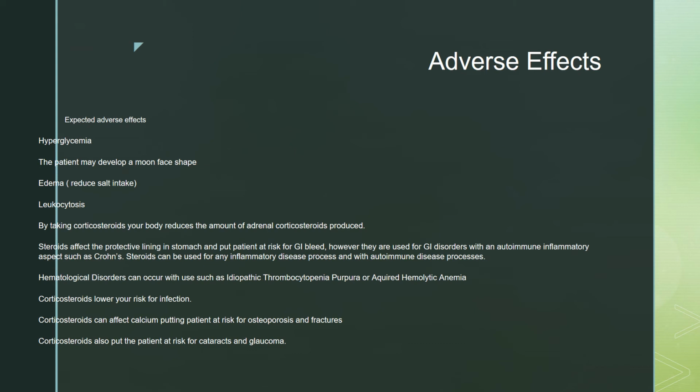So, signs and symptoms of adrenal insufficiency are hypotension, restlessness, weakness, dehydration, and nausea and vomiting. Also, corticosteroids, as we talked about already, affect the calcium, putting the patient at risk for osteoporosis and fractures. It also puts the patient at risk for cataracts and glaucoma. And it can have a CNS stimulation effect where the patient's mood is anywhere from euphoric to depressed. Insomnia can occur, so it can be problematic for patients many times with the CNS system.